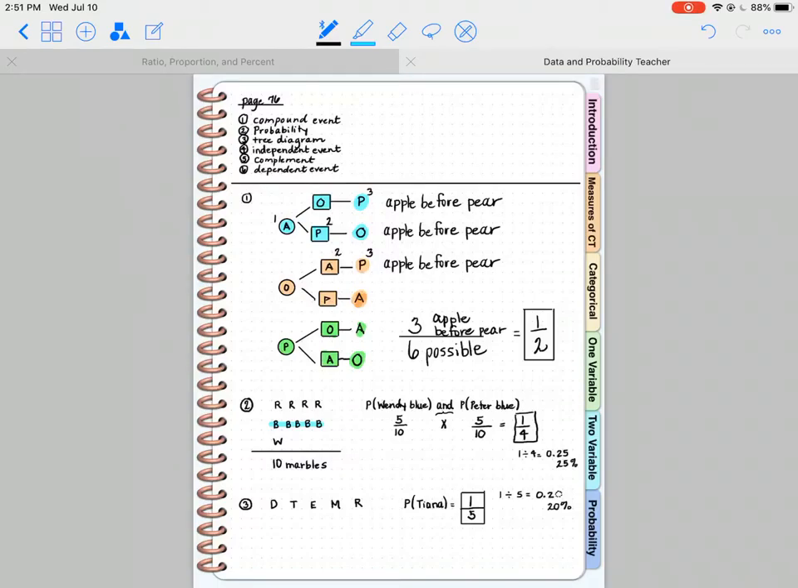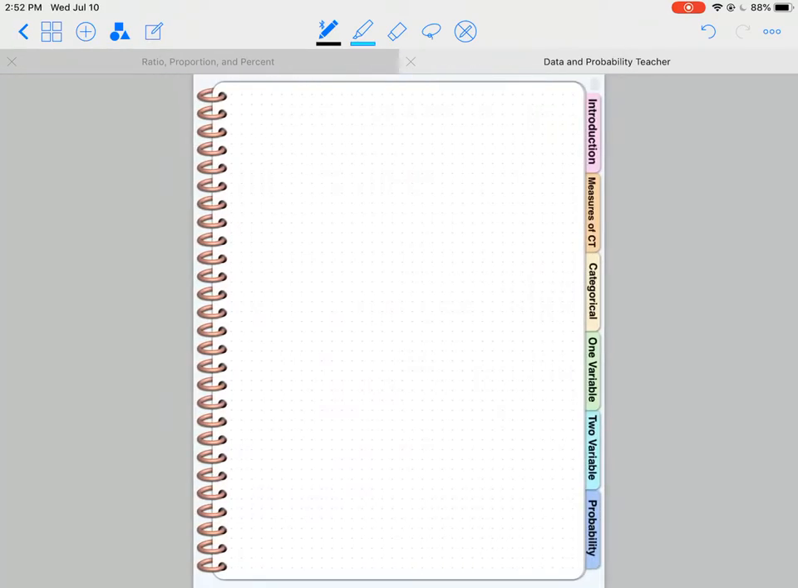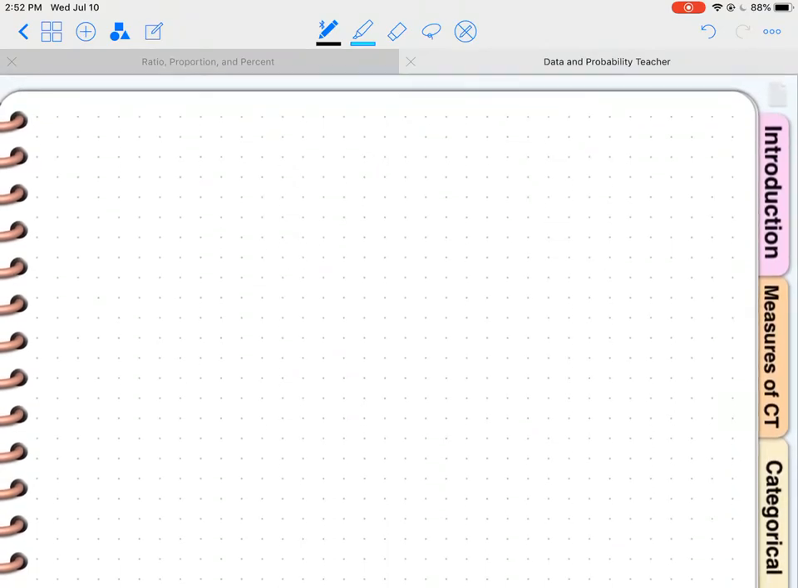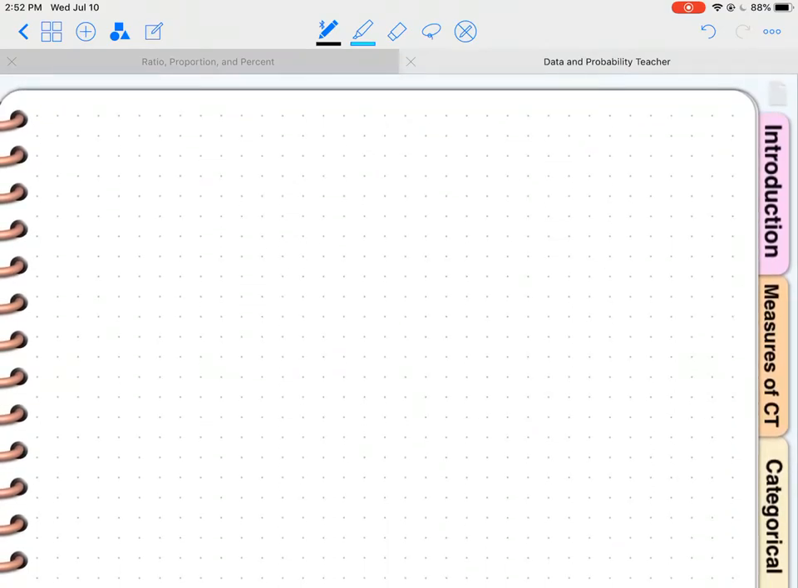Hello there. We are ready for problem number 4 on page 76. There are 5 rides at a theme park, 2 of which are roller coasters. So I'm going to go ahead and draw a sketch of this problem.